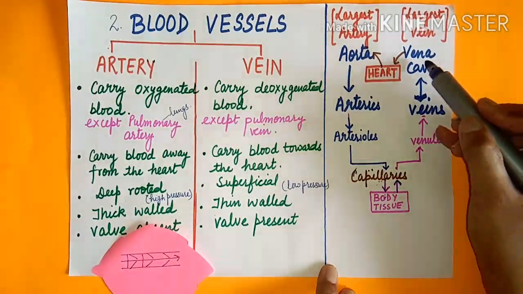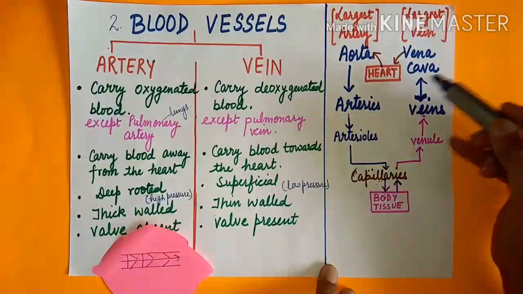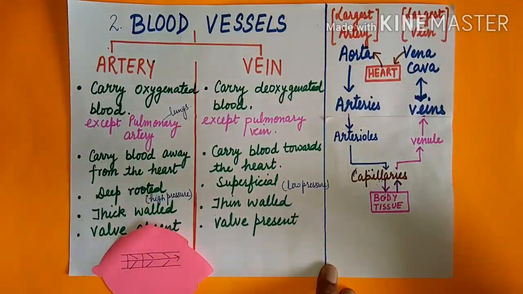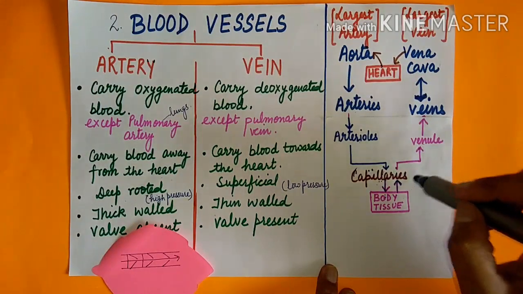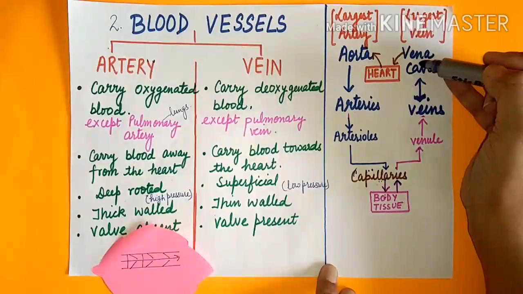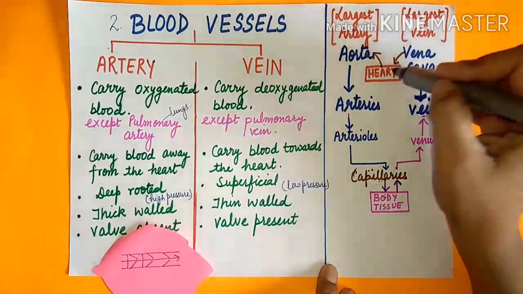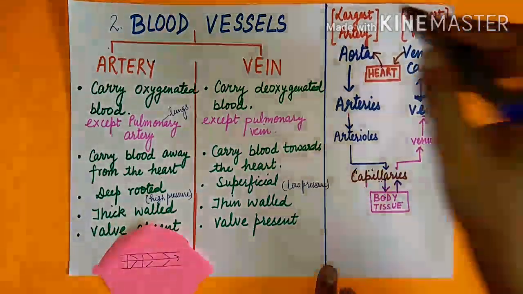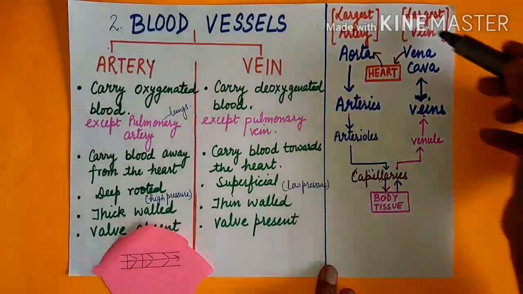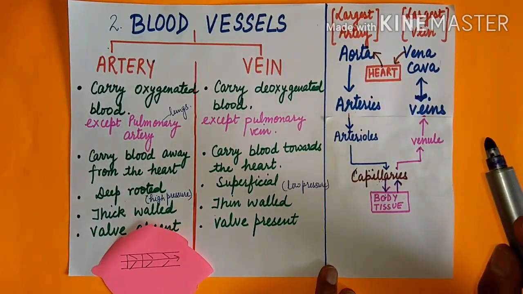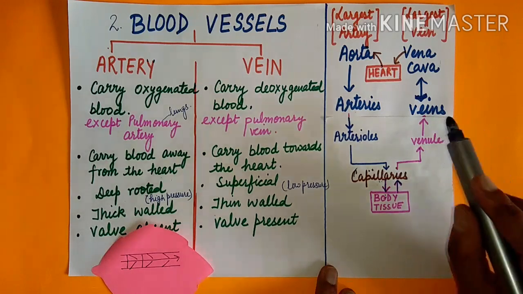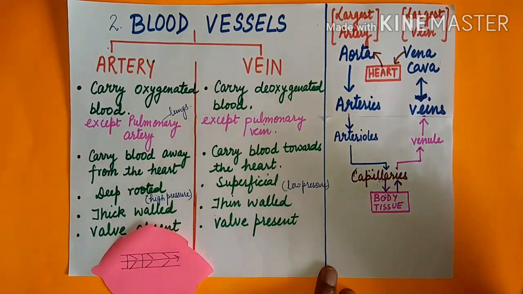It collects all the deoxygenated blood from all parts of the body, from different veins, venules and capillaries, and finally the deoxygenated blood is sent to the heart. So this is all about it, and this flow chart will be elaborated while explaining the structure and functioning of the heart in the next video.